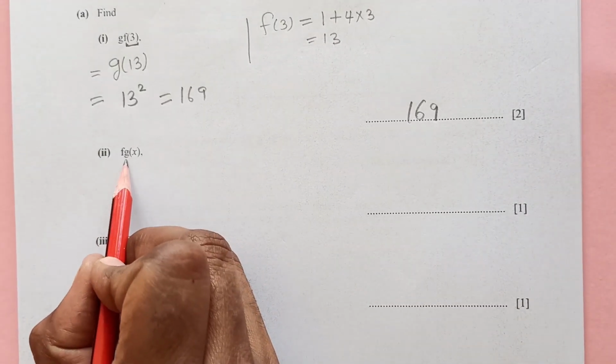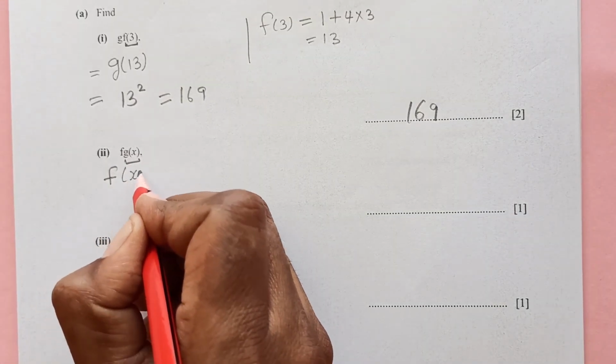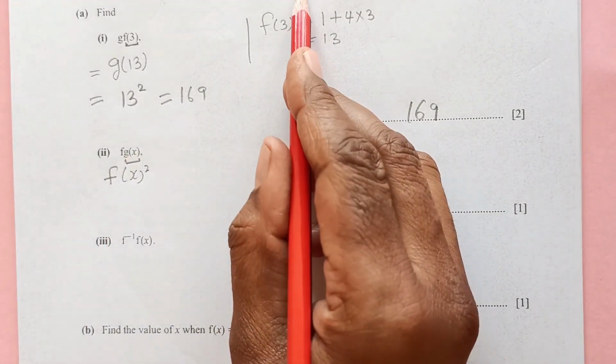Part 2, f of g(x). Now f of g(x). g(x) is x squared. We will replace that, right? g(x) is x squared here.